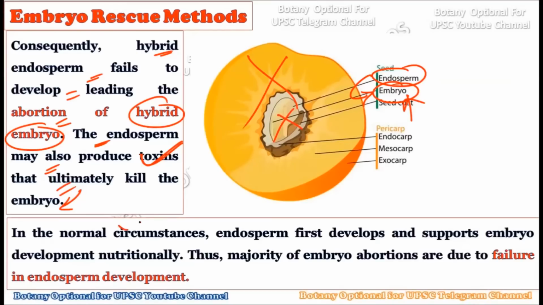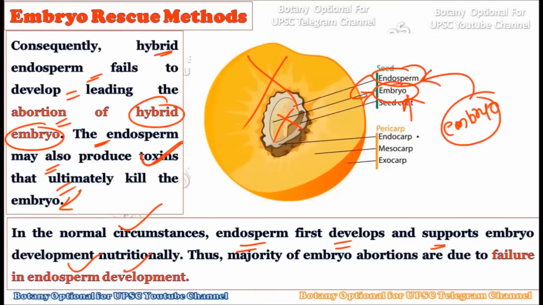Now, in normal circumstances, what will happen? The endosperm first develops and supports the embryo's development nutritionally, because the embryo is totally dependent on the endosperm for its nutrition, right? In normal circumstances, the endosperm always provides the various nutrients required by the embryo. Thus, the majority of embryo abortions are due to the failure of endosperm development.